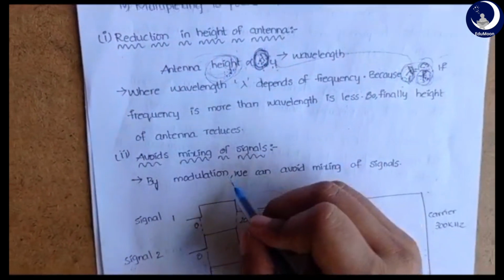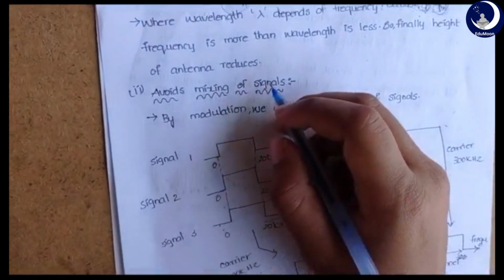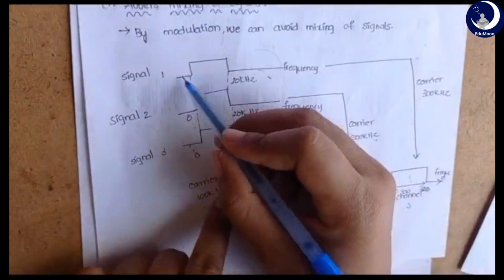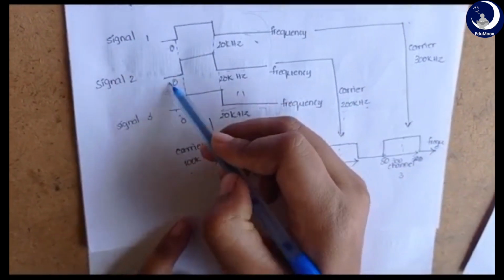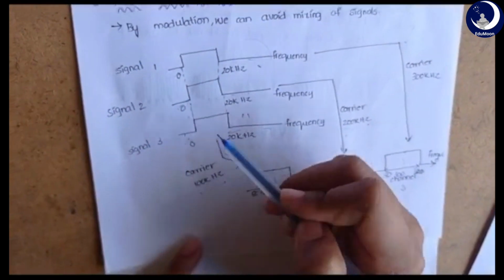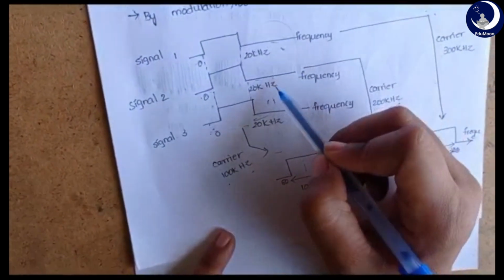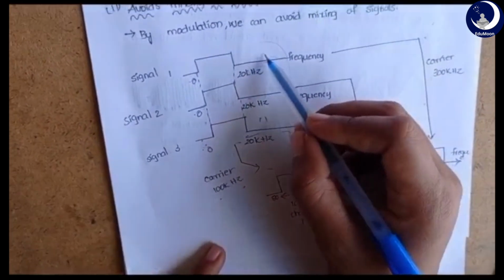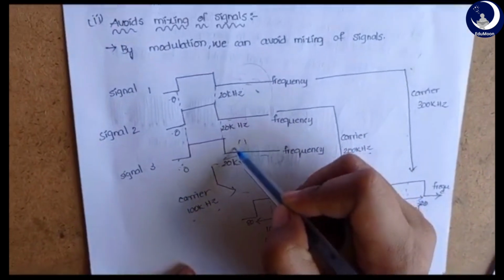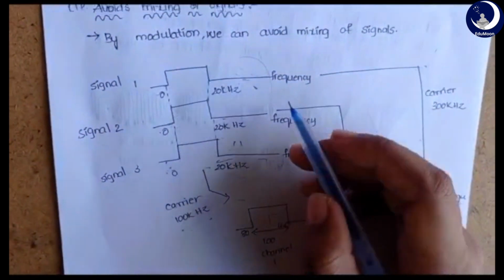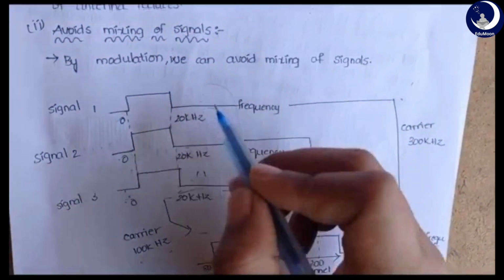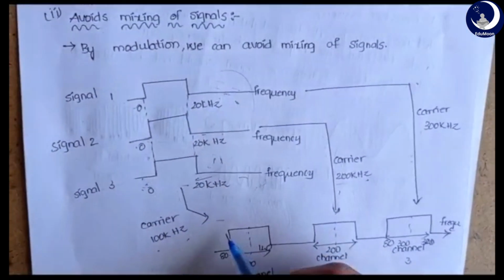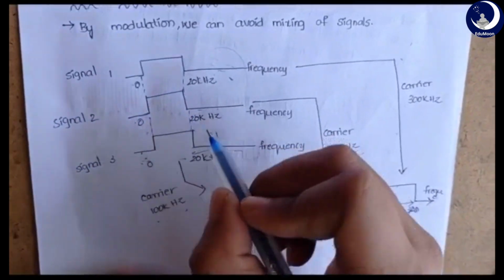And then, avoids mixing of signals. How? Let's consider three transmitters which are transmitting signals like this: signal 1, signal 2, signal 3. They are sending signals, but those are of the same frequencies. Now, as they are of the same frequencies, there might be a chance that they will be mixed.